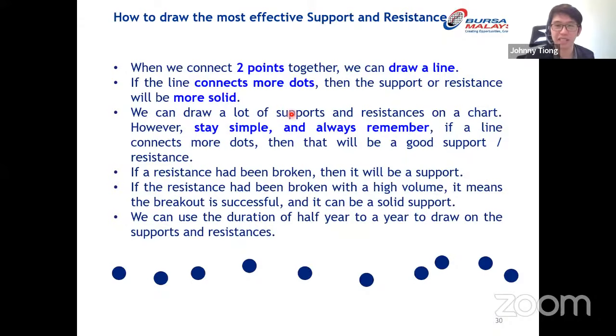Wow, a lot of lines, a lot of floors, a lot of ceilings, like a KLCC tower already, a lot of floors. So stay simple. Connect the line which connects more dots. Then that's my support and resistance. If a resistance has been broken, then it will become a support.